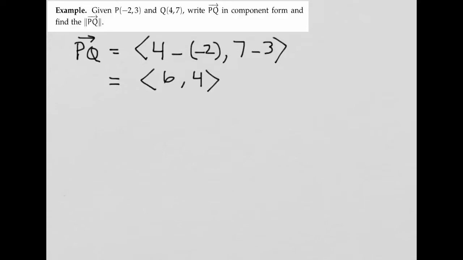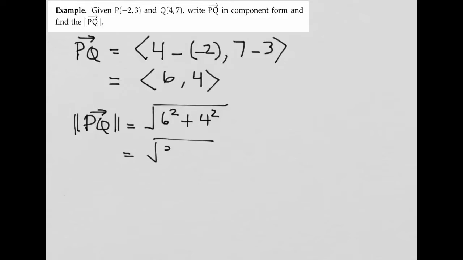On to the magnitude. The magnitude of vector PQ is the square root of 6 squared plus 4 squared. That's the square root of 36 plus 16. That's the square root of 52, which is equivalent to 2 root 13.